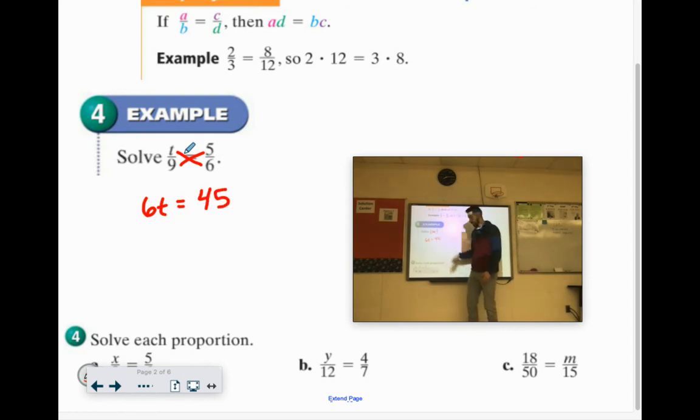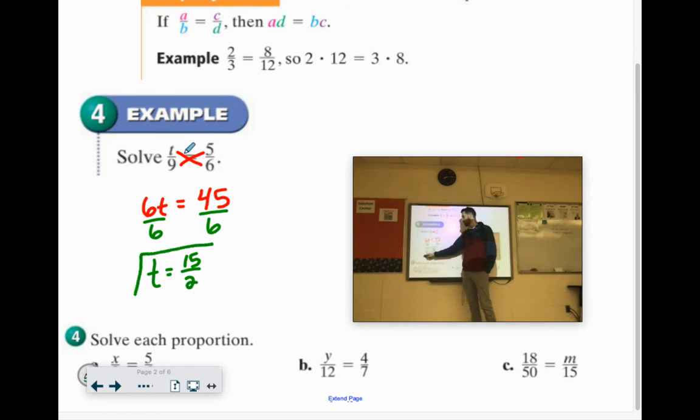Now that's a pretty basic equation, what you have left. So just divide by 6 and simplify. Now we're dealing with fractions, so I don't want the decimal version of this. I want the fraction version of this. Those are both divisible by 3. 3 goes into 45 15 times. 3 goes into 6 2 times. So 15 halves.